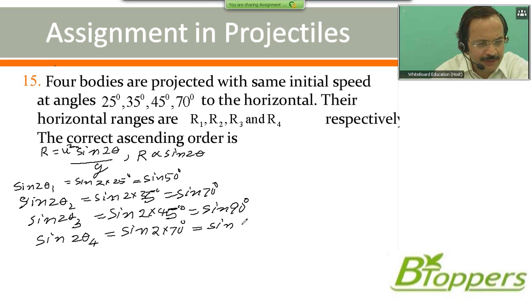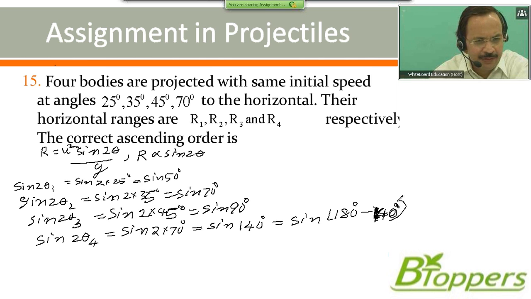It is easier to compare the values of sine 2 theta if we express all the angles within 90 degrees, because sine theta increases from 0 to 1 as theta is increased from 0 to 90 degrees. Sine 140 degrees you can write as sine of 180 minus 40 degrees, because there is one formula in trigonometry, as you must be remembering: sine of 180 degrees minus theta is equal to sine theta. So sine 140 degrees is the same as sine 40 degrees.